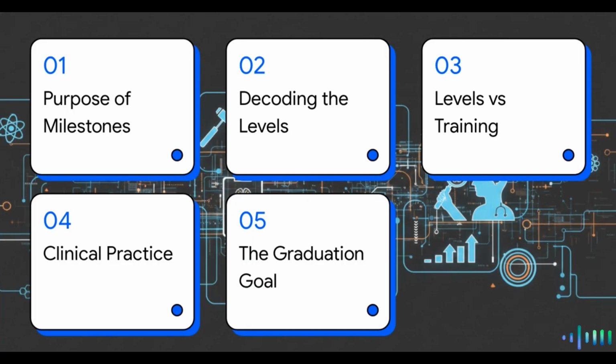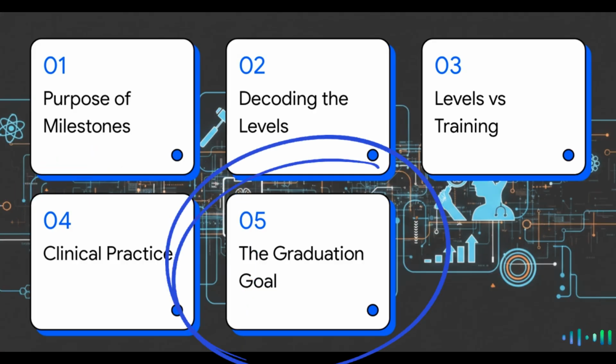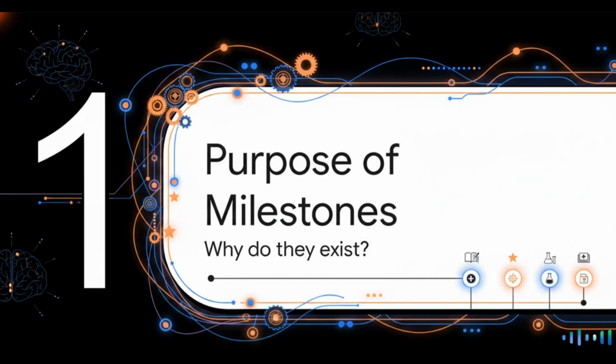Okay, let's look at exactly what we'll be covering in today's review guide. First, the purpose of milestones. Second, decoding the 5 levels. Third, levels versus training years. Fourth, milestones in clinical practice. And finally, reaching the graduation goal. Let's jump right in with Section 1, the purpose of milestones.